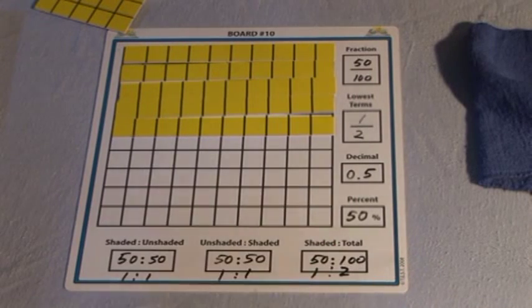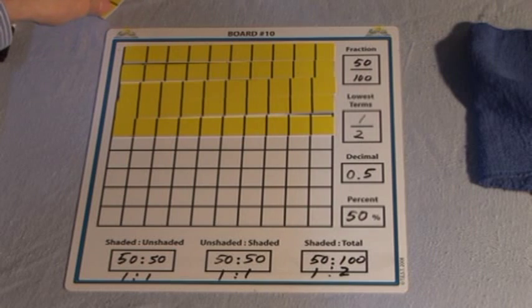So you can use this board along with the yellow pieces to do any fraction with a denominator of 100, and the numerator can vary depending on what configuration of pieces you use, and you can reduce to lowest terms if possible, and you can also convert to decimals and percents and do ratios on this board.